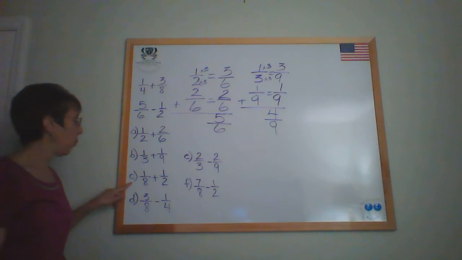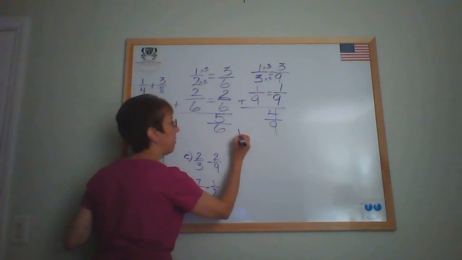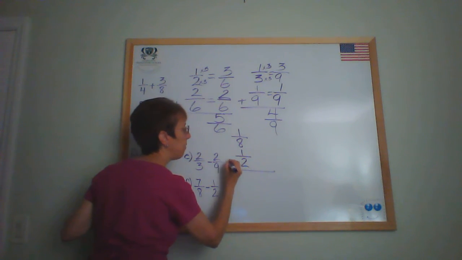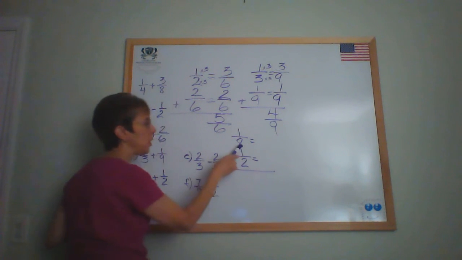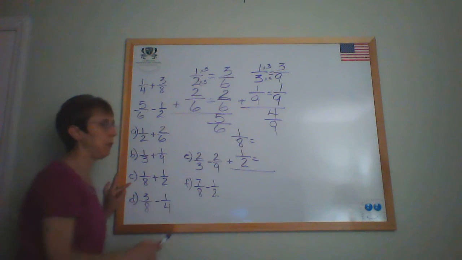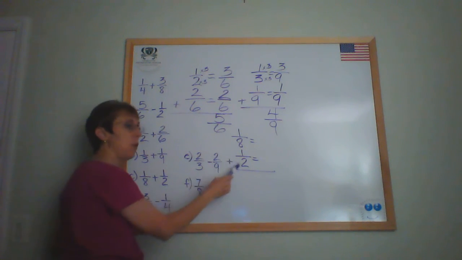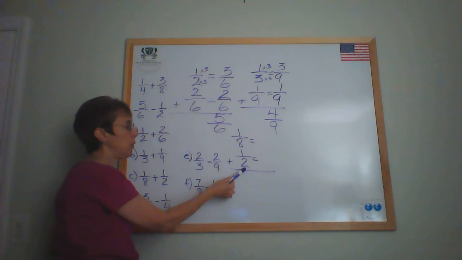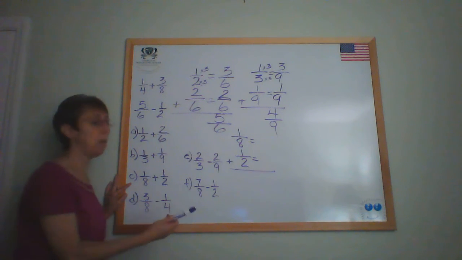Problem C. 1/8 plus 1/2. Look at that relationship between the 8 and the 2. You're always asking, what can you multiply by to equal the other? So here, what do we multiply 2 by to equal 8? We multiply 2 by 4.